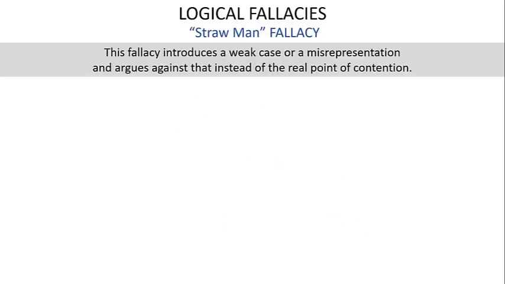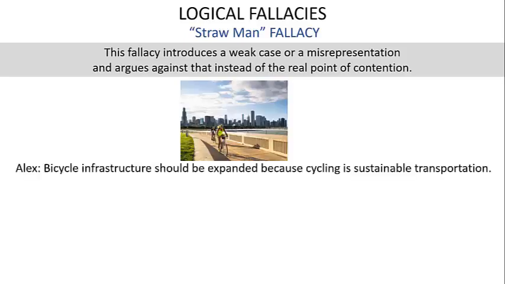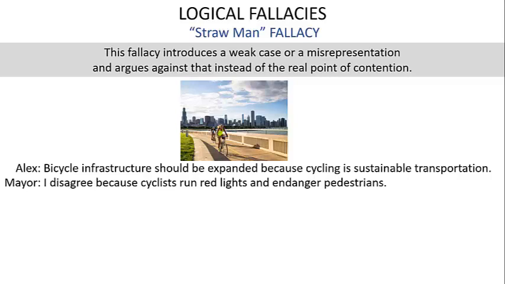The straw man fallacy. This fallacy introduces a weak case or a misrepresentation and argues against that instead of the real point of contention. For example, Alex says, "Bicycle infrastructure should be expanded because cycling is sustainable transportation." The mayor says, "I disagree because cyclists run red lights and endanger pedestrians."